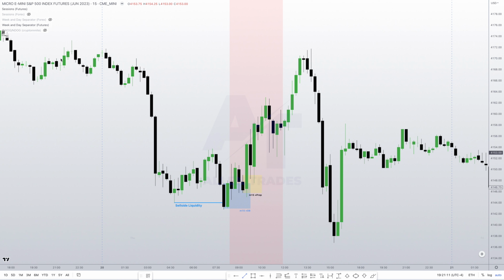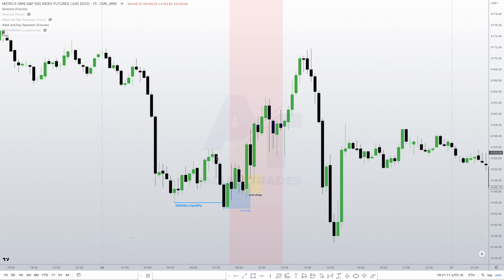When we have this, this is what ICT refers to as a change in the state of delivery. So right here, during all this price action, price is in a bearish delivery state, basically meaning that it's delivering lower prices. Once we take out the sell side liquidity and then go above this down closed candle for it to become an order block, now the algorithm is shifting to a bullish state of delivery, meaning that it's going to deliver higher prices.